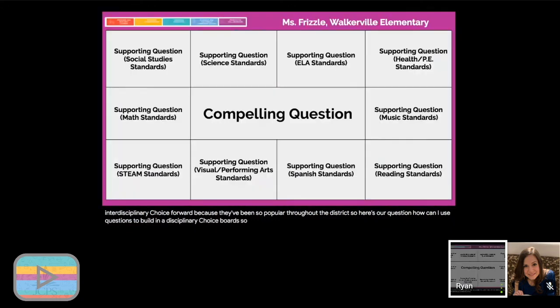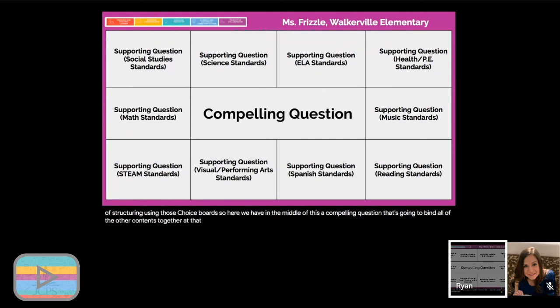Where we began before is making sure that a choice board isn't just a random assortment of what students might be engaged in, that we can actually provide, through questioning, a way of structuring those choice boards. So here we have in the middle a compelling question that's going to bind all of the other contents together.